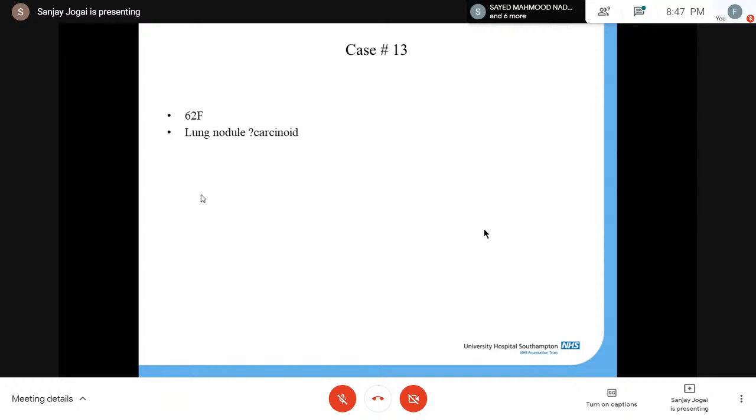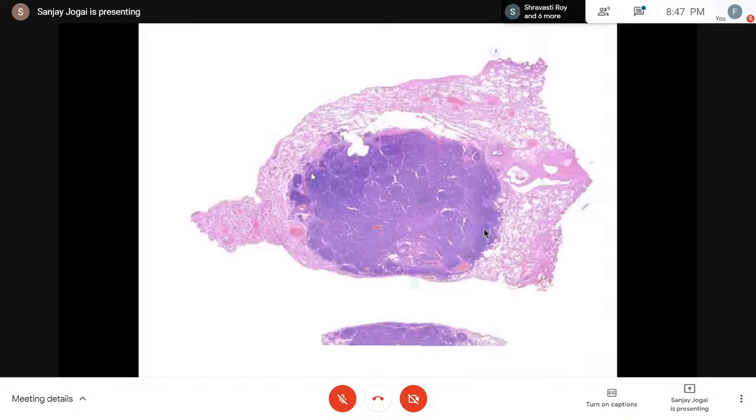Okay, so case number 13 was a 62-year-old lady, and there was a lung nodule, and they thought, is this carcinoid? This is absolutely a hot case in the sense this was authorized last week. So, a beautiful example, but I couldn't resist sharing. The reason I brought this case was we were talking about a type of lymphoma, and this was on the low-grade spectrum. I thought, why not share?